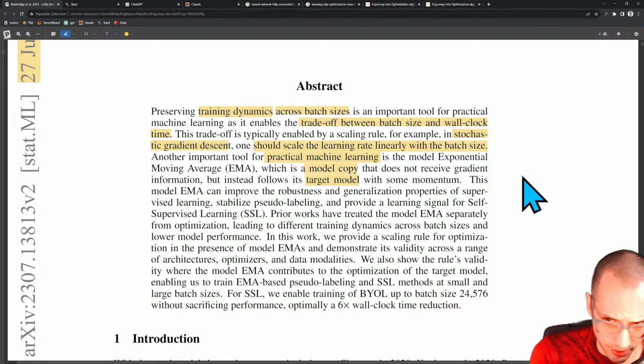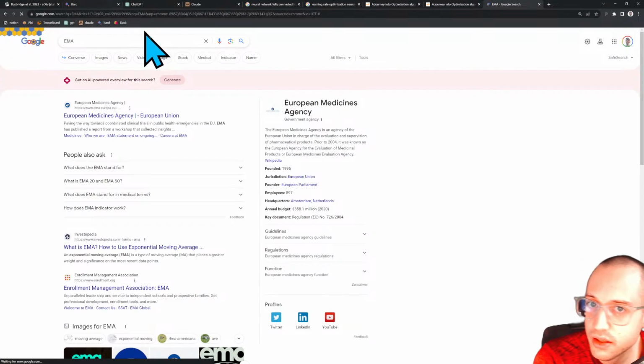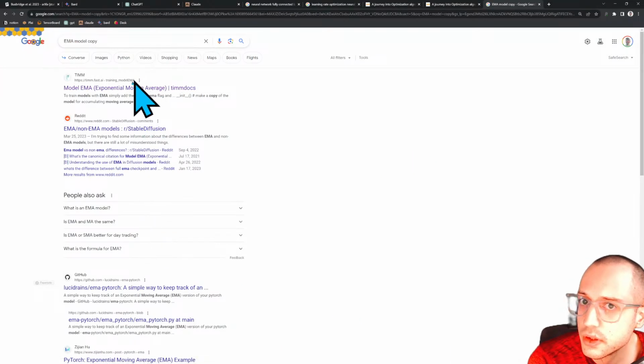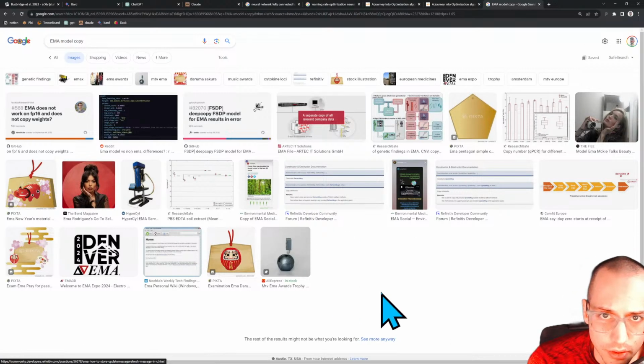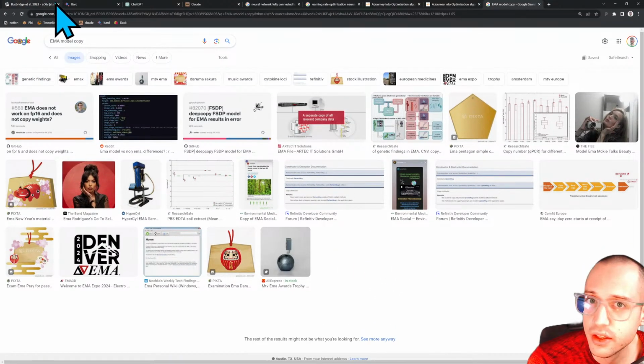So let's see if we can actually find a good picture for this. EMA model copy. Some of these, no, none of these are good. Okay, I'll just explain it.